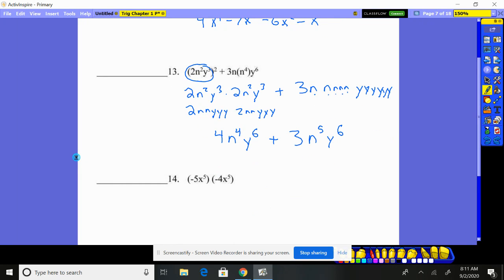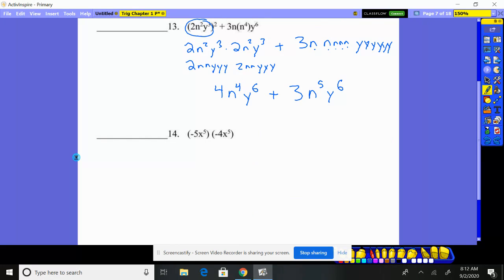All right, let's look at number 14. Number 14, negative 5x to the 5th times negative 4x to the 5th. Well, it's negative 5 x, negative 4 x. Negative 5 times negative 4 is positive 20. How many x's do we see? 10 of them. So it's then x to the 10th.